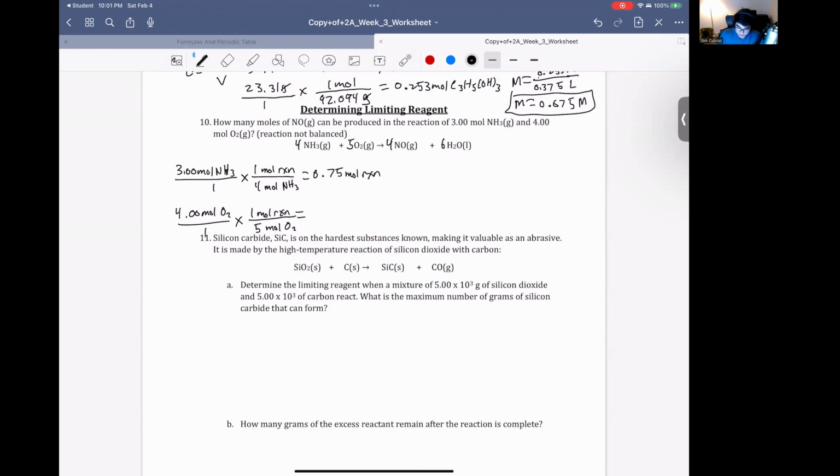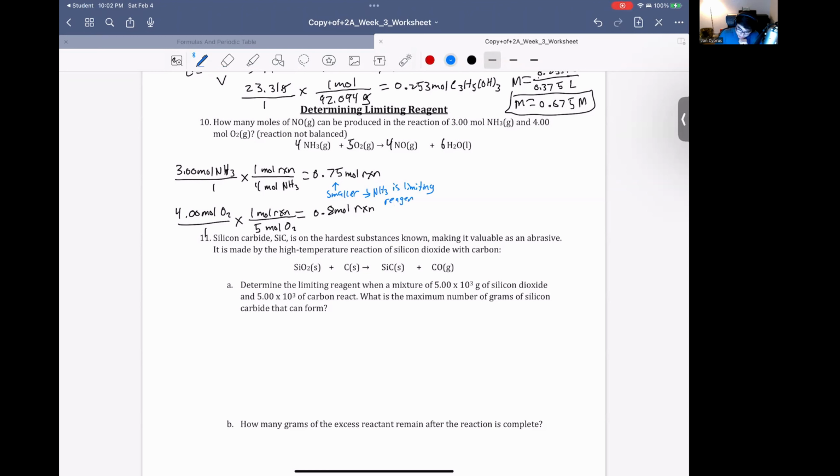So you go ahead and divide that and you get 0.8 moles of reaction. Now this one is smaller, right? 0.75 is less. So that means that we're going to pick the one that you can do less reaction with, right? It's limited by the one that you just don't have enough of. So NH3 here is the limiting reagent. Right? You can't get as many reactions with what you have.